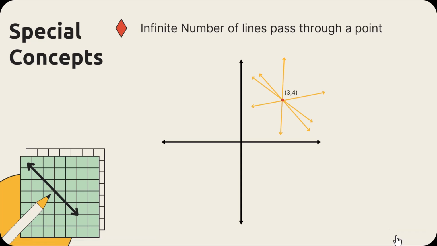Now we have special concepts. It's about infinite number of lines passing through a point. So we have infinite number of lines passing through a point, right? If you have any point on the Cartesian system, there can be infinite lines passing through that point, right? So a point can have infinite expressions, infinite equations, okay?